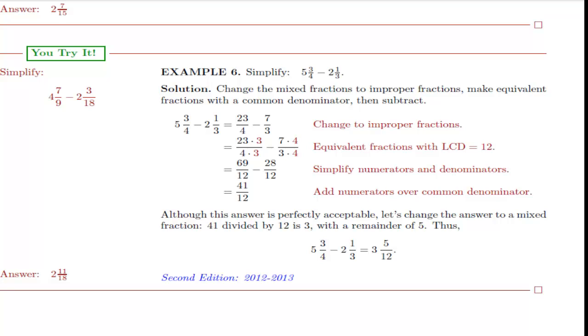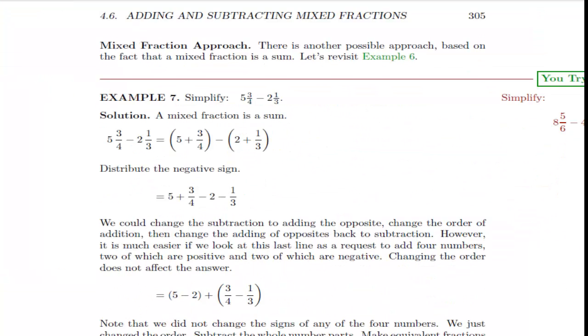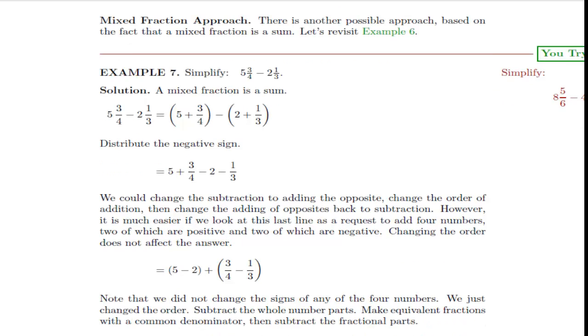Although this answer is perfectly acceptable, let's change the answer to a mixed fraction. 41 divided by 12 is 3, with a remainder of 5. Thus 5 and 3/4 minus 2 and 1/3 equals 3 and 5/12. Mixed fraction approach. There's another possible approach based on the fact that a mixed fraction is a sum.